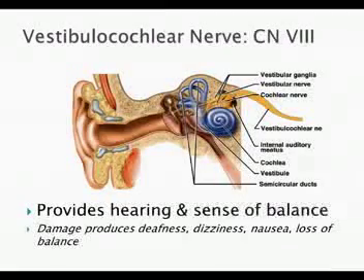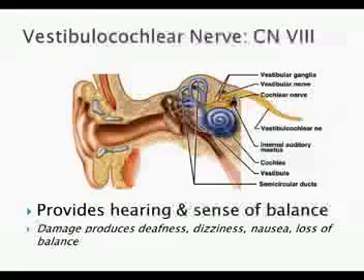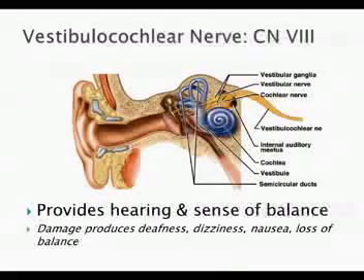So CN8 is the vestibulocochlear nerve, as you might have guessed by breaking that word down, vestibular and cochlea. So this is going to be dealing with a sense of balance and hearing. The cochlea obviously is hearing. The vestibular system, which we'll talk about in a few weeks, is dealing with sense of balance. And again, this is another one that goes through that big hole, that internal auditory meatus. If you remember that structure on the temporal bone, that's the one that's associated at least with the ear canal.